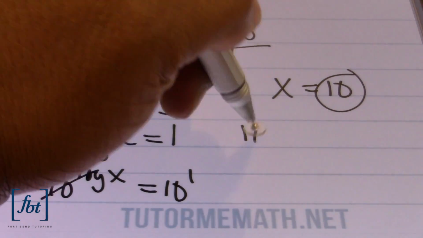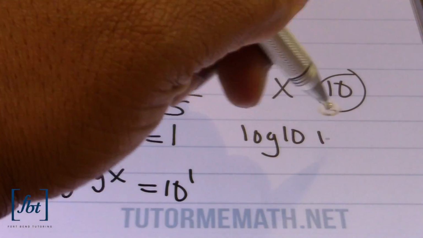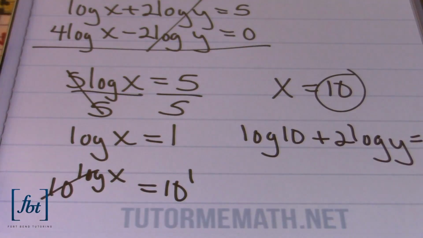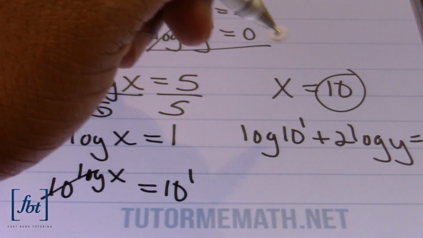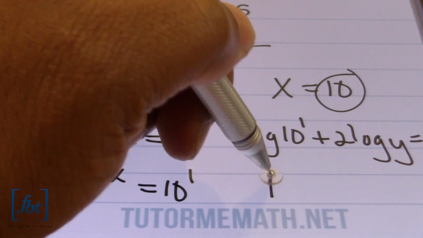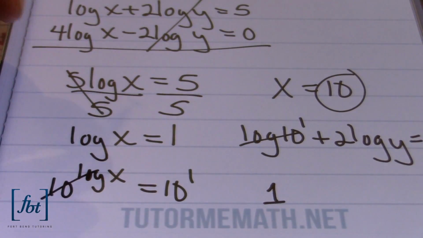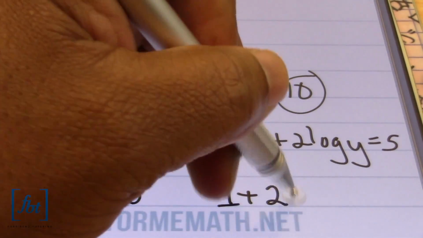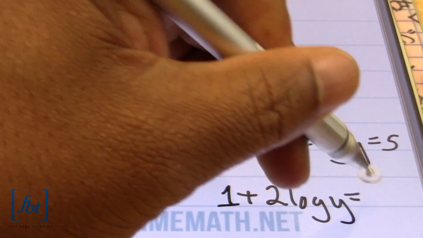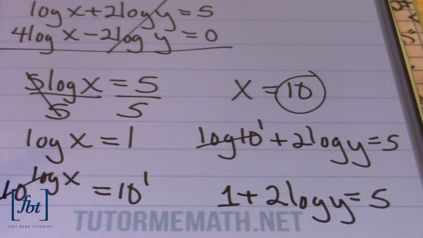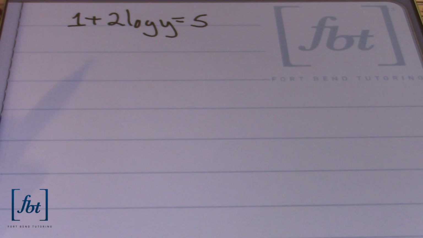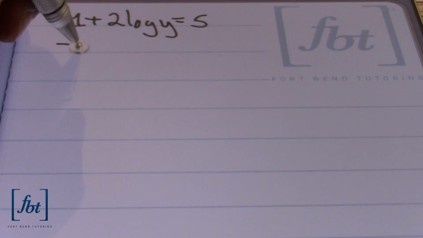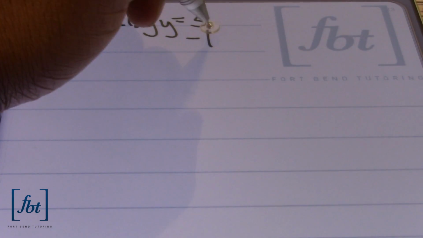I'll have log 10 plus 2 log y equals 5. We know that log 10, because 10 is to the first power, is equivalent to 1. That's because these cancel out and just leave you the exponent, right? So continuing to bring down my equation, I have 1 plus 2 log y equals 5, and it's this equation that I can solve for y. Let's start solving this equation by isolating the term with the variable. So I'm going to subtract 1 from both sides of the equal sign here.